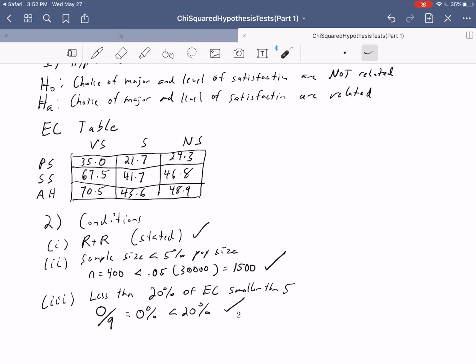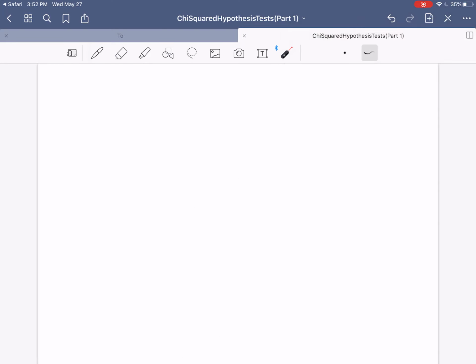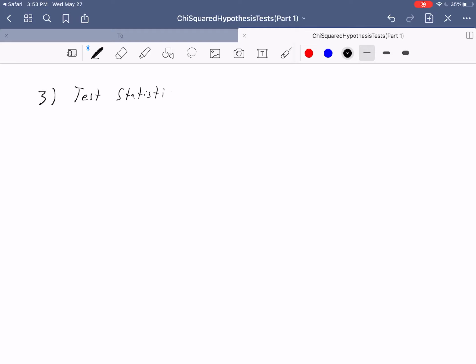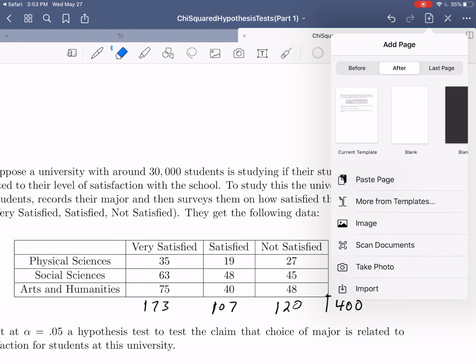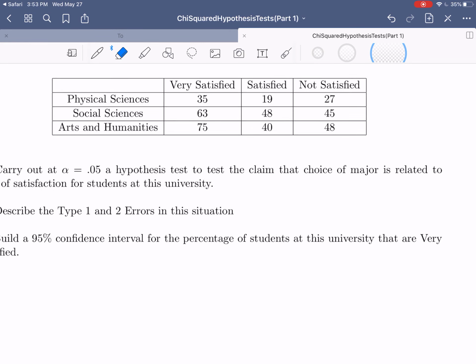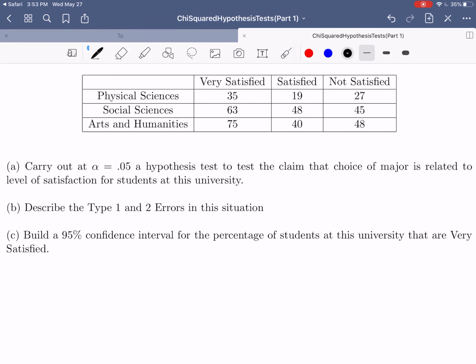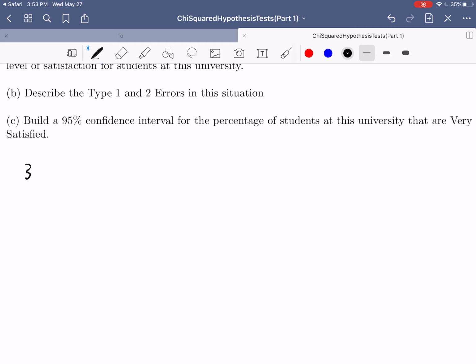All right, let's move on to the next page, and we'll go ahead and do our computation here with our test statistic. So for part 3 here, we need to do our test statistic. What we want to do is, actually, we're going to go back real quick. We're going to carry over our data. So we'll bring this over so we can keep our actual data here. There you go. All right, so for step 3, we're going to do our test statistic.